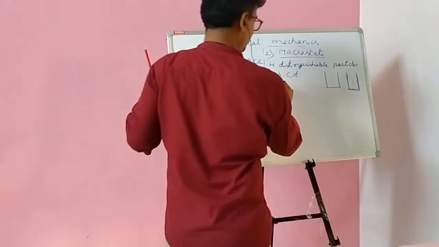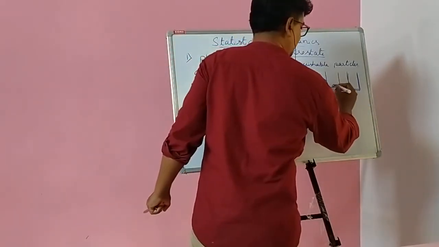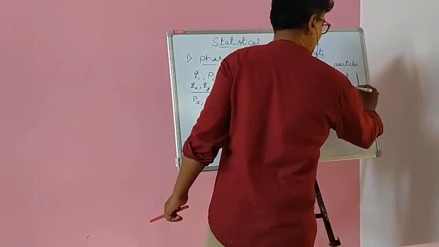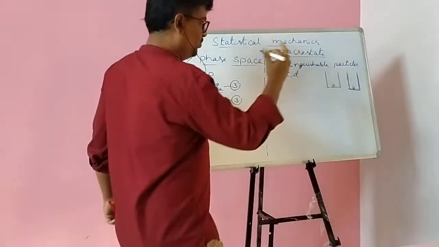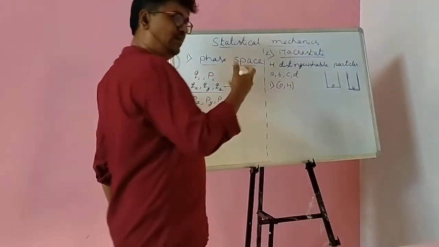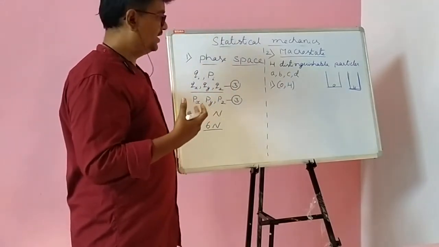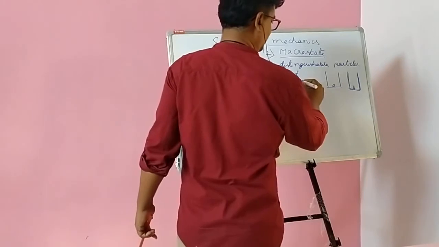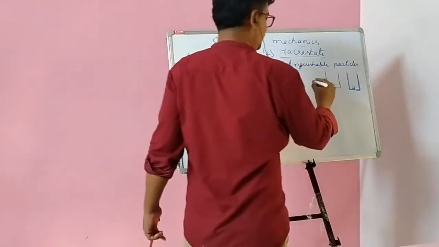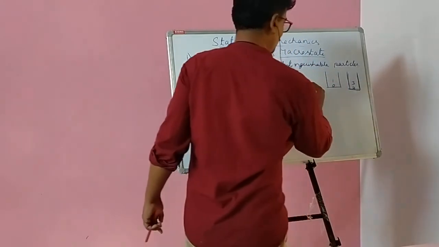One arrangement I'll make is that I'll not put any particles in the first compartment. I'll put all the particles in the second compartment. So one way I can arrange is 0, 4. This is one way of arranging four particles in two similar compartments. What is the next way? 4, 0, I'll come to that. What next? 1, 1 and 1, 3.